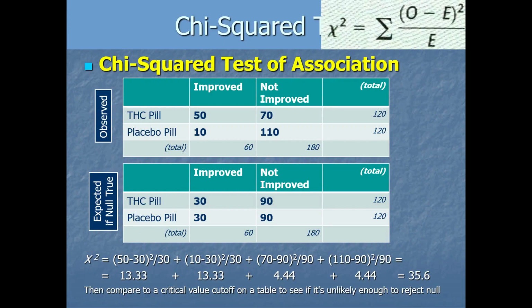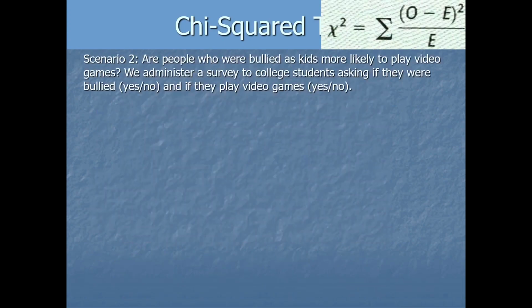It comes out to a chi-squared value of 35.6, which if you check a chi-squared table, you'll find that that's definitely past the critical value cutoff for rejecting the null. In fact, it corresponds to a very, very tiny p-value, like less than 0.0001. So we are very sure it is statistically significant. So we will reject the null hypothesis, and we're going to conclude that the pills are different. So we'd say that the THC group improved significantly more than the placebo group in our samples.